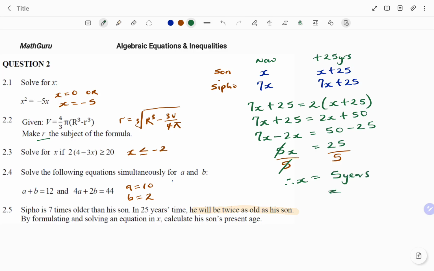And if you do a double check, if the son is 5 years now, Sipo will be 35 years. That's 7 times 5. And in 25 years, the son will be 30. And then Sipo will be 60, which is twice the age of the son.